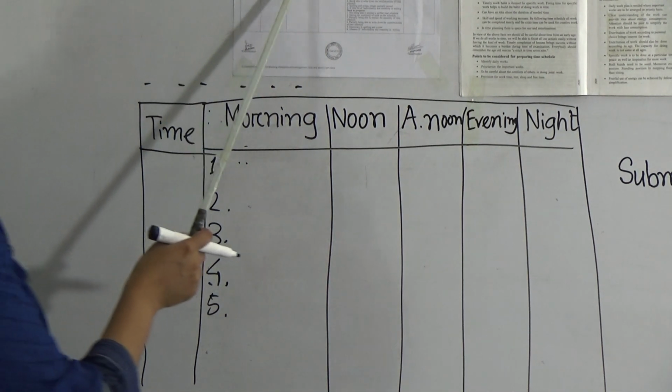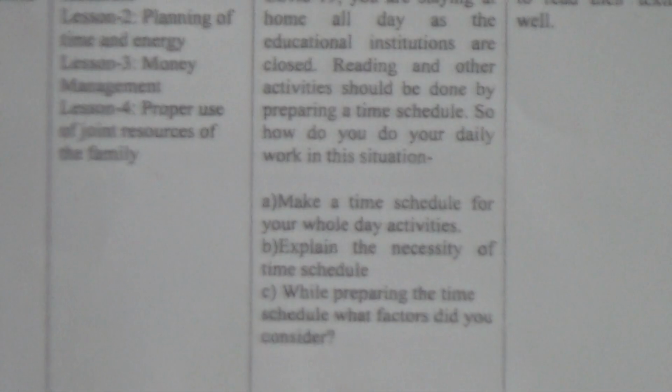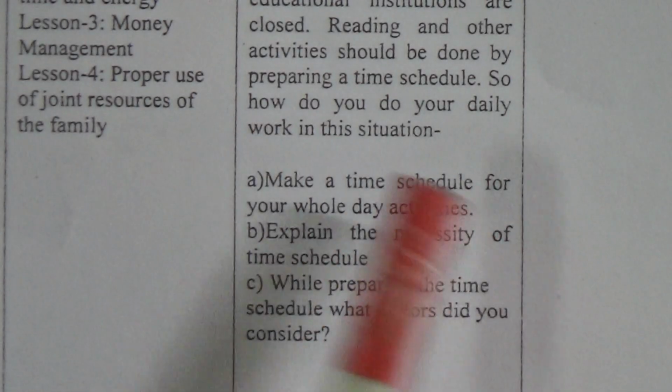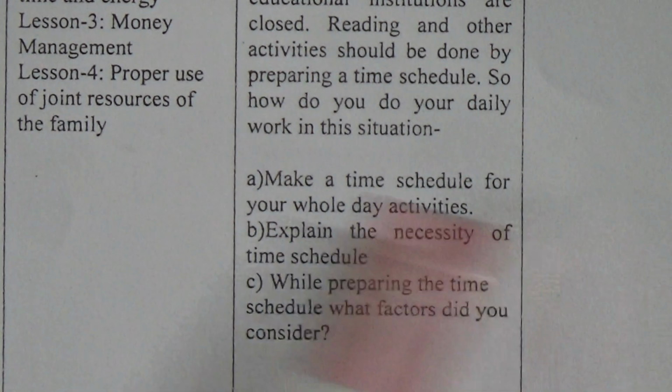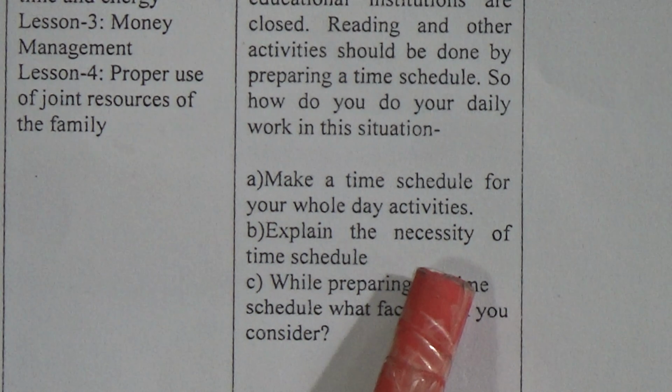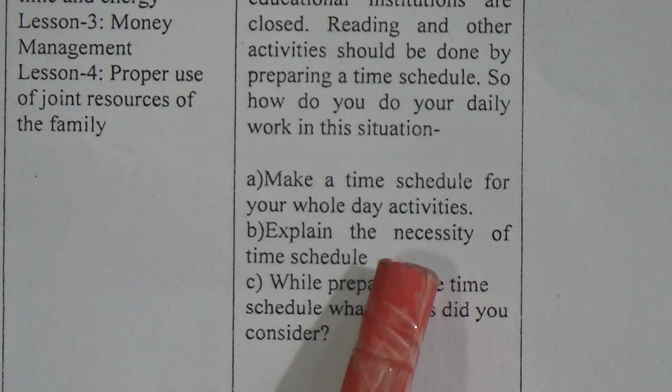So this is the answer of question A: make a time schedule for your whole day activities. Now come to question number B. Explain the necessity of time schedule. Do you feel a necessity of a time schedule, or are you spending your time randomly?